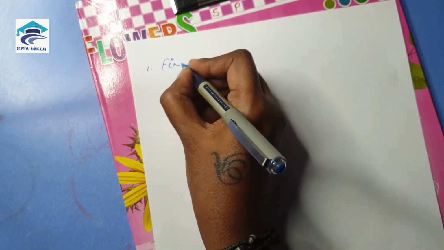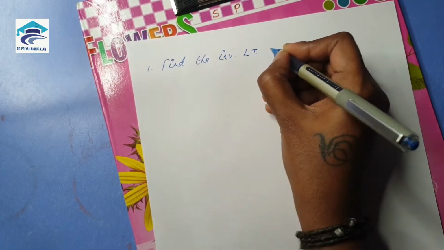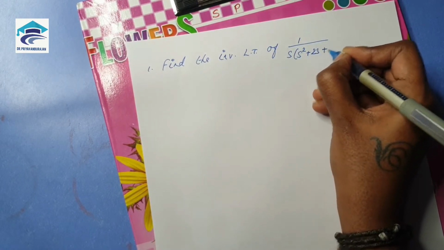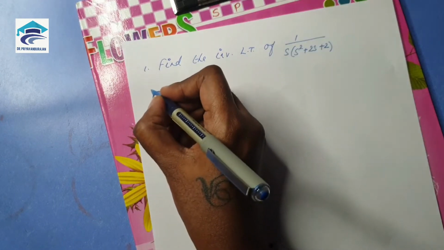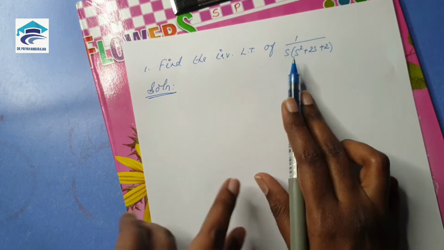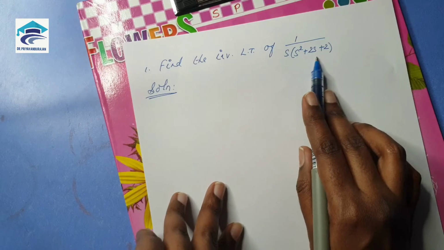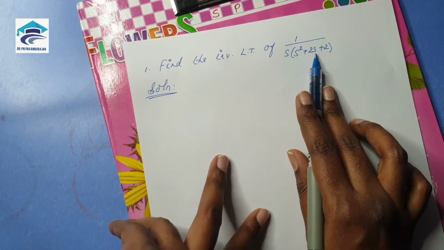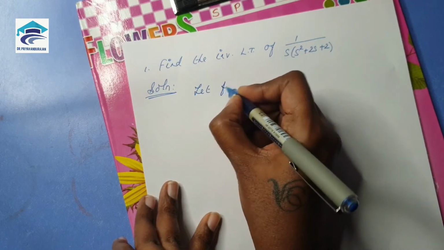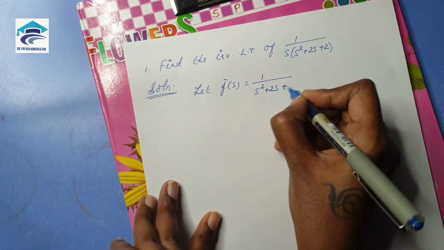The first problem is to find the inverse Laplace transform of 1 by s into s squared plus 2s plus 2. So here this is of the form 1 by s into f bar of s. So let me take f bar of s as 1 by s squared plus 2s plus 2, and let us take the inverse, and then we will move on to 1 by s. So first let f bar of s be 1 by s squared plus 2s plus 2.